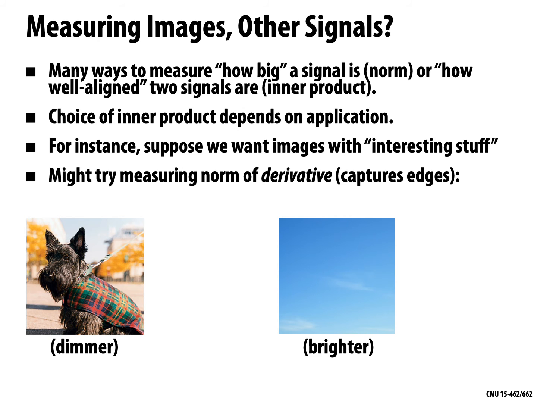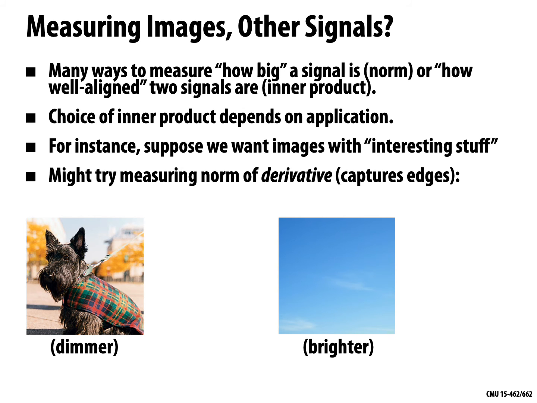But this isn't really what you might want for an application. Let's say you were making an image search engine and you were trying to find interesting images. This would be a really awful norm to use. You would end up finding these really, really boring flat images of the sky rather than these really interesting images of the dog. Okay? So how can we switch this up? How can we change our definition of the norm to capture interesting images?